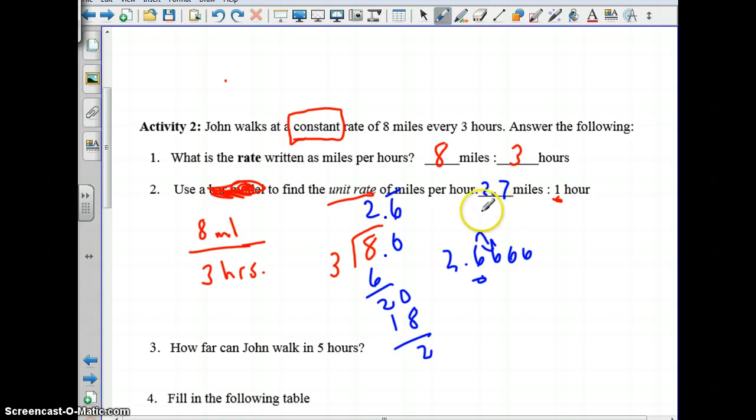So his unit rate is 2.7, 2 7/10 miles for every 1 hour. Or another way to write that is 2.7 miles per hour. So to find a unit rate, all you do is set up your rate and then you divide. We put miles on top because miles comes first. And if you're doing miles per hour, the miles would always be on top.